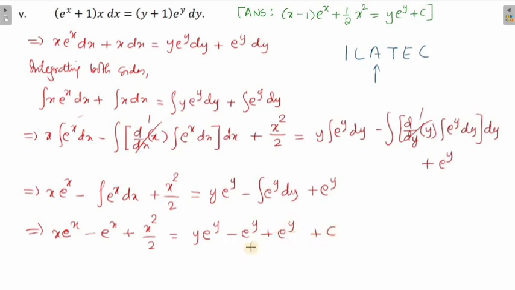Now you can put the constant of integration, as we are done with the integration here. This and this get cancelled. So from here you can take e to the power x common, you get x minus 1 times e to the power x plus x squared by 2 is equal to y e to the power y plus c. So this is the answer for this particular question.